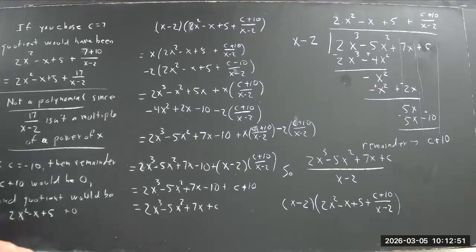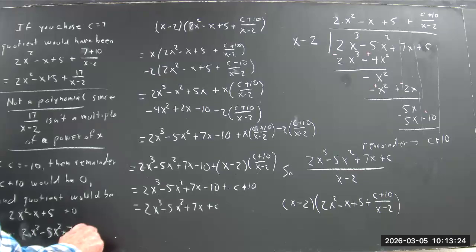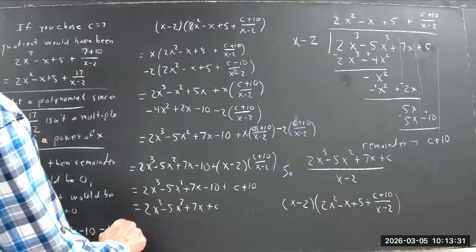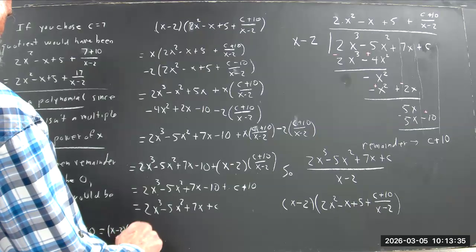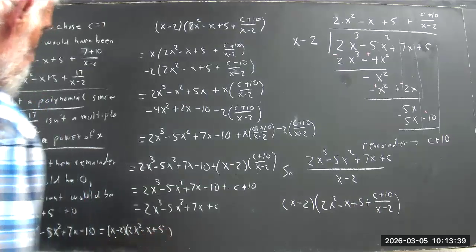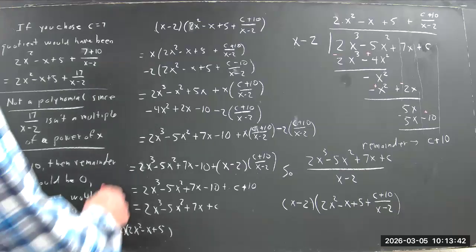Conclusion: 2x cubed minus 5x squared plus 7x minus 10 equals x minus 2 times 2x squared minus x plus 5. And you can multiply this out and see it.